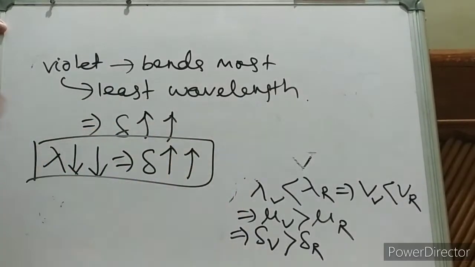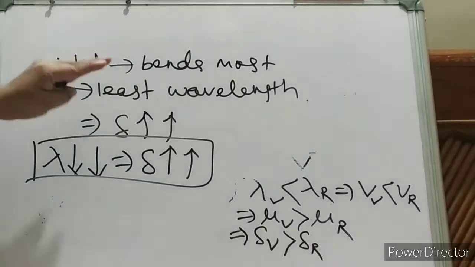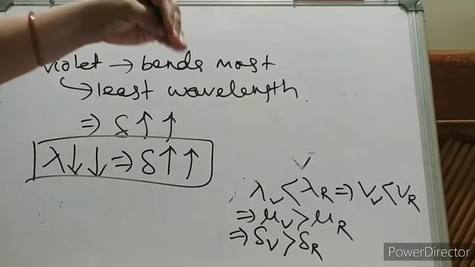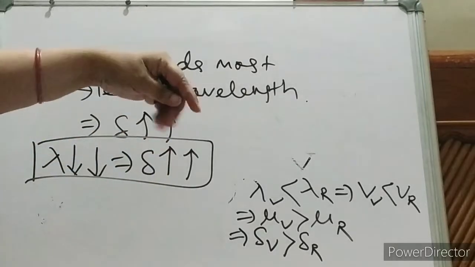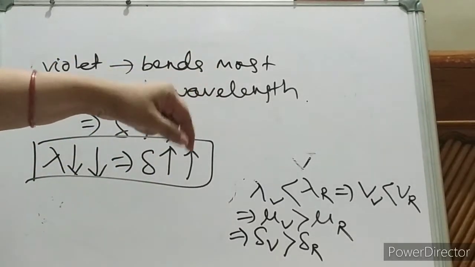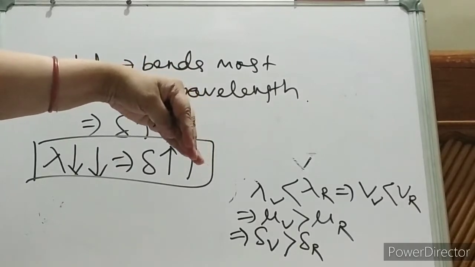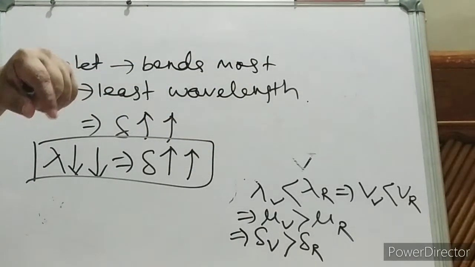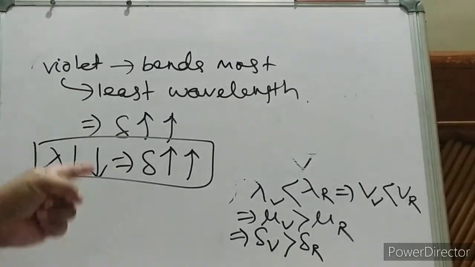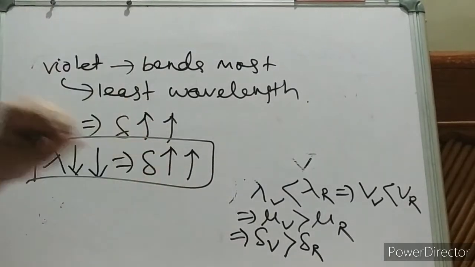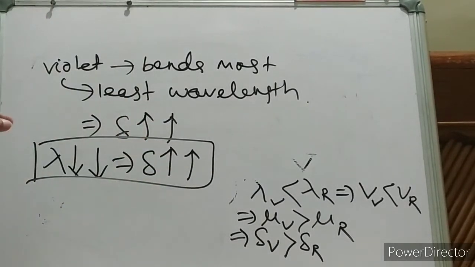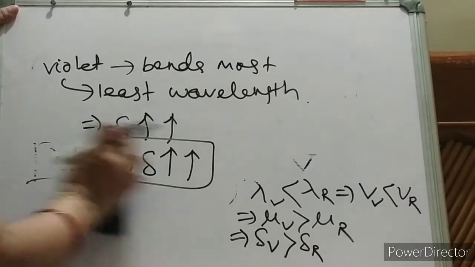Is it clear, children, this point? Least wavelength of light means bending will be more. That's why you can see the violet light at the lower end of the spectrum, and for red light the deviation is less, since red light has the maximum wavelength. Is it clear, children? Okay.